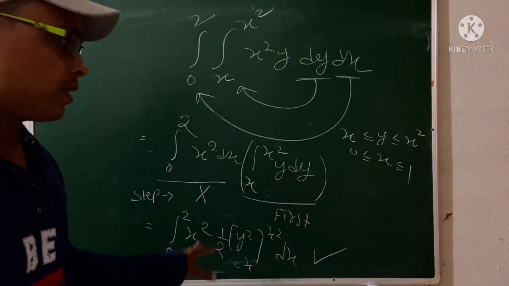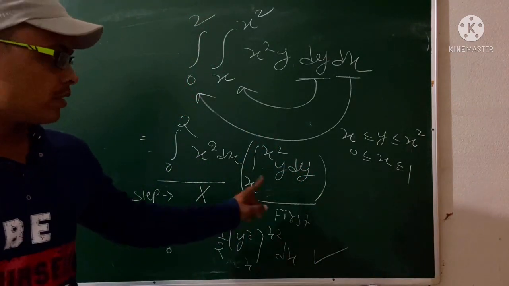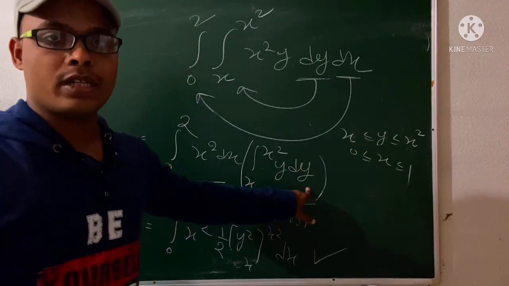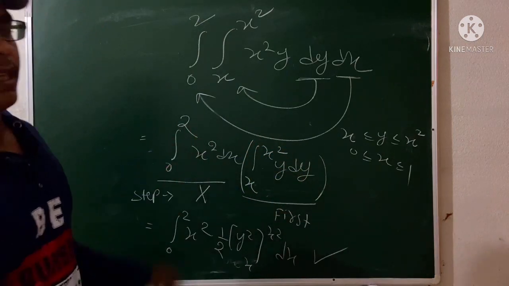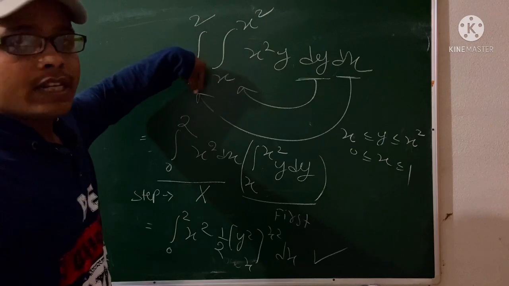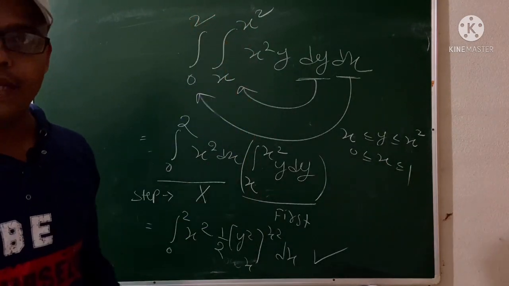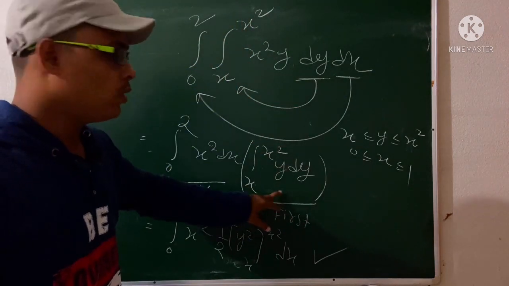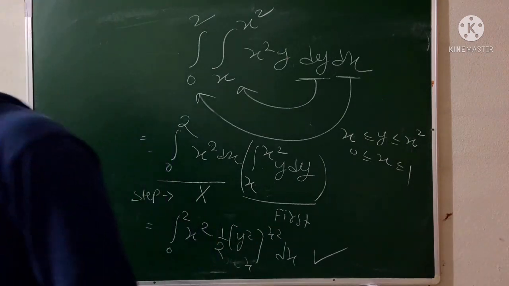Don't solve the x first. Then your answer will be in the x form. That is wrong. So first do the integration with respect to y, then solve this, then do the integration with respect to x. If there is a constant, you can solve any one, but there is no constant here. Here is x and here is x square. These are the variables. So first do the dy, then solve this, then do the integration with respect to x.